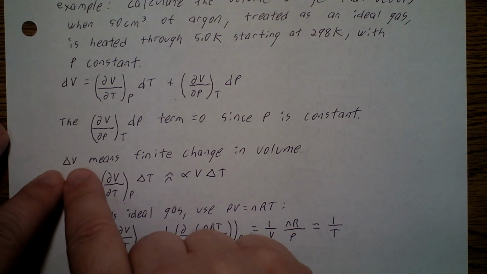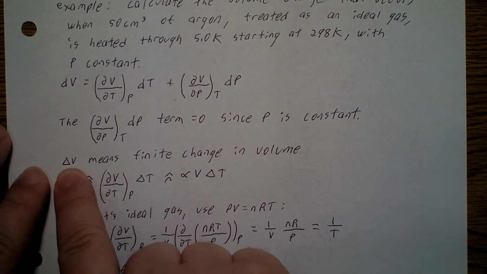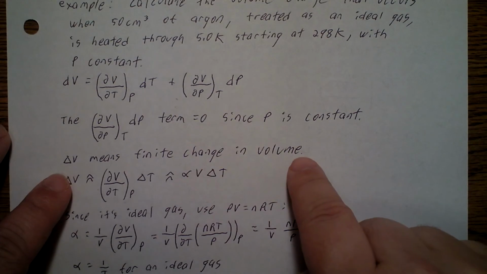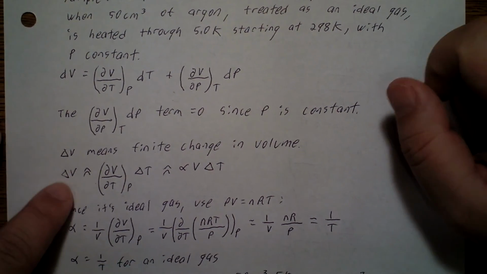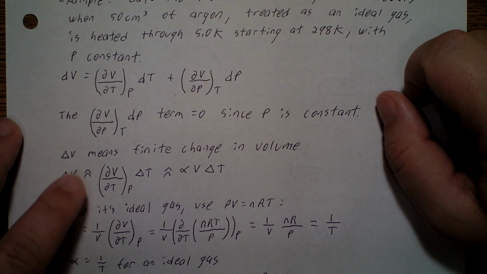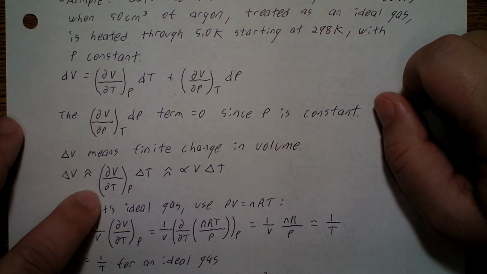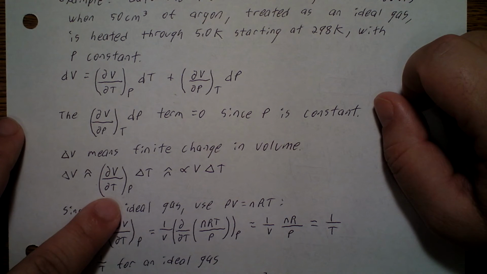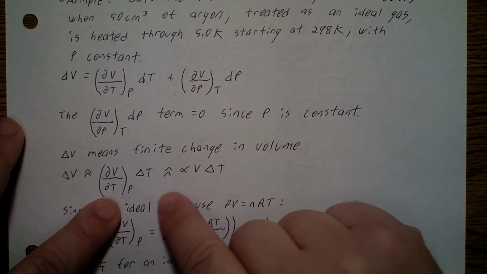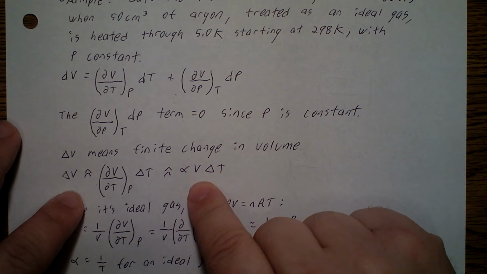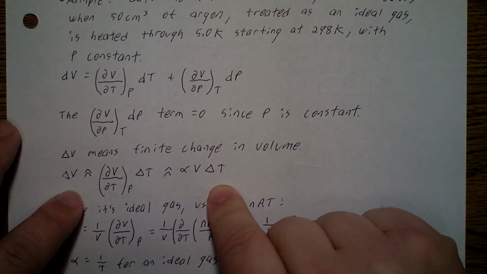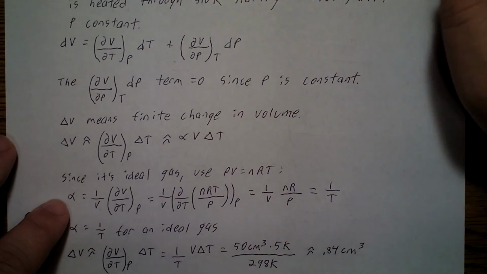We want a finite change, so we want delta V. Delta V means the finite change in volume. So we're going to basically say delta volume is roughly equal to the partial derivative of volume with respect to temperature holding pressure constant times delta T. So that's going to be roughly equal to alpha times volume times delta T, the change in temperature.